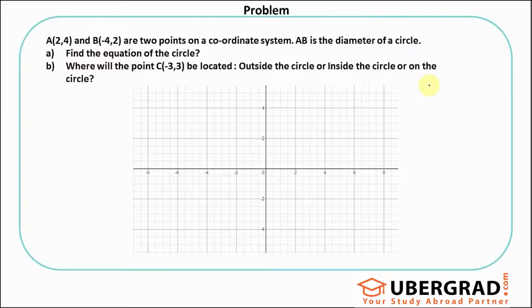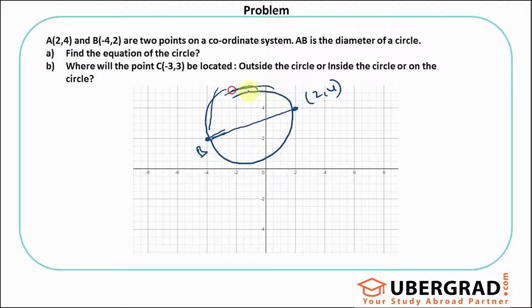So let's say I have A as (2, 4) and B as (-4, 2), the 2 points. AB is the diameter of the circle. So A is here and B is (-4, 2), and AB is the diameter. I need to draw a circle like this, right, with that being the diameter.